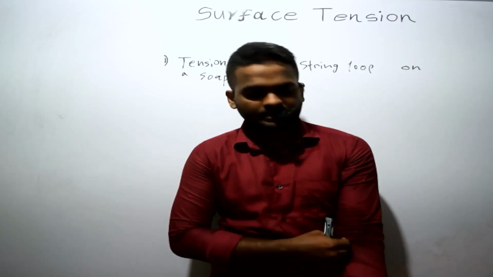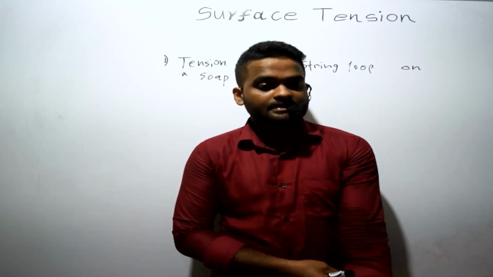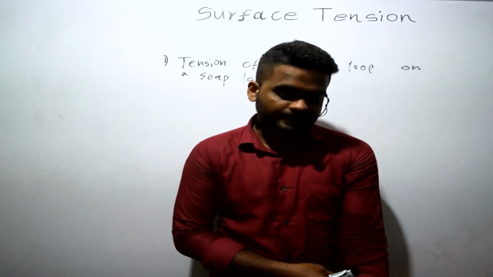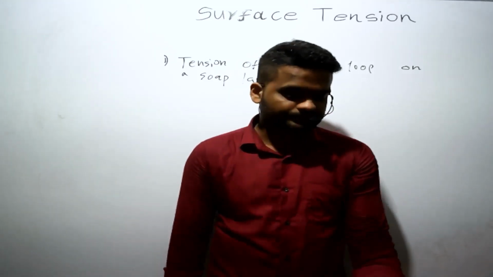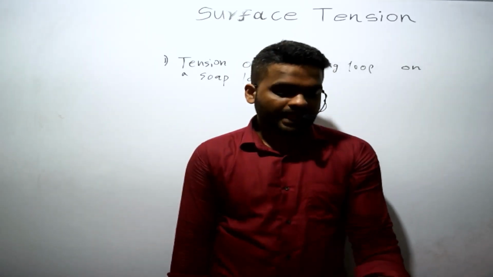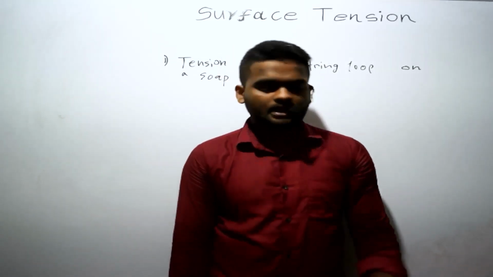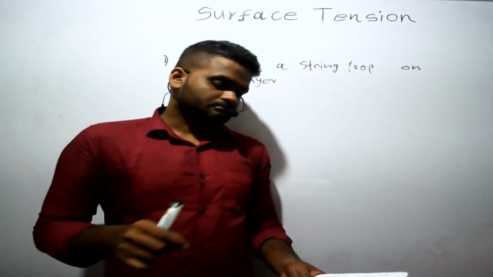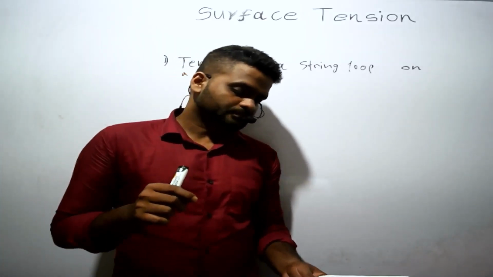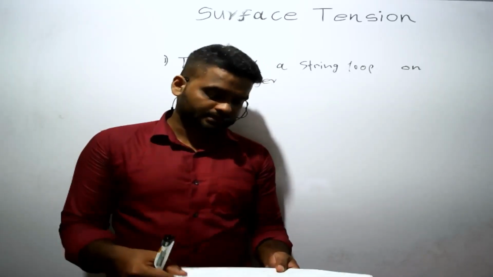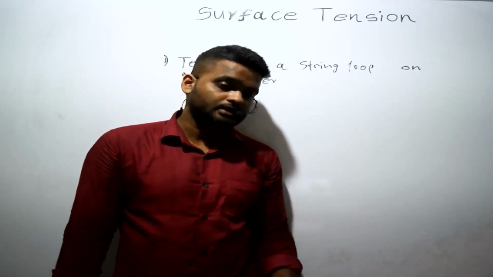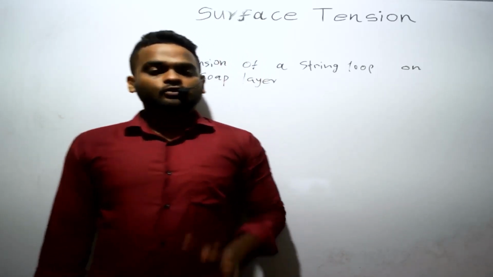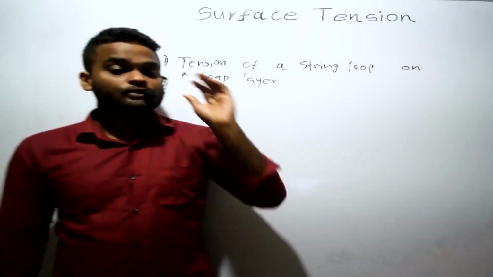The reason is that surface tension forces on the loop act outwards and perpendicular to the string. Outwards and perpendicular to the string.